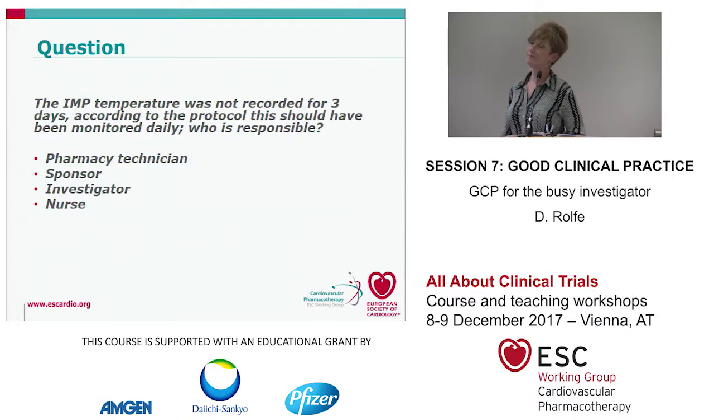So, question. If the temperature of the drug was not recorded for 3 days, according to the protocol, this should have been monitored daily. Who is responsible?